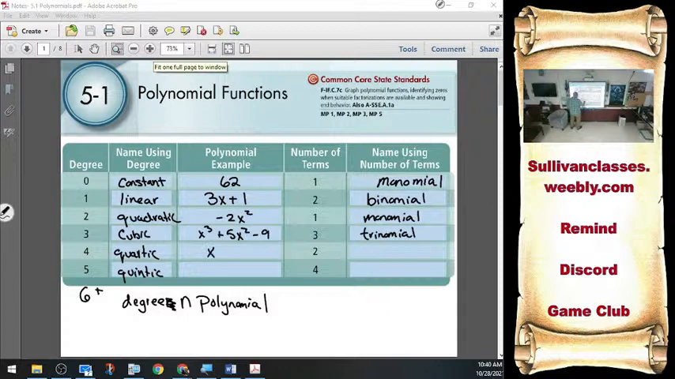Two-term quartic, that'd be like x to the 4th plus 16. I don't know. Another binomial. Similarly, when I hit degree 6 and later, I just get lazy and say it's a degree n polynomial. Degree 6 polynomial, degree 7 polynomial. Even though they have technical terms, we don't use them after a certain point.